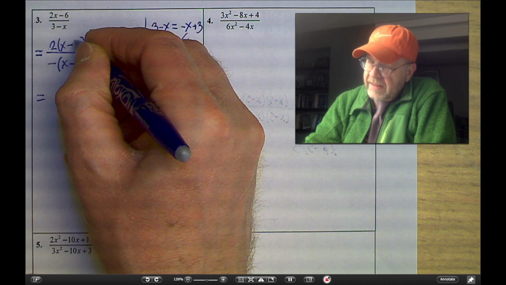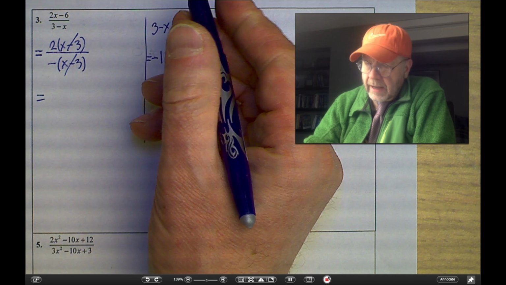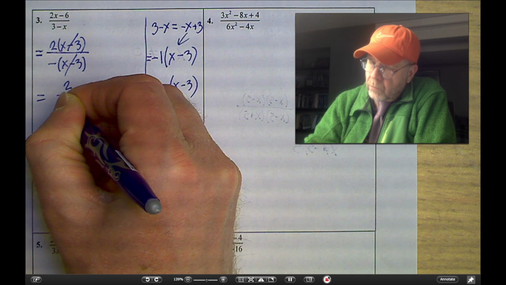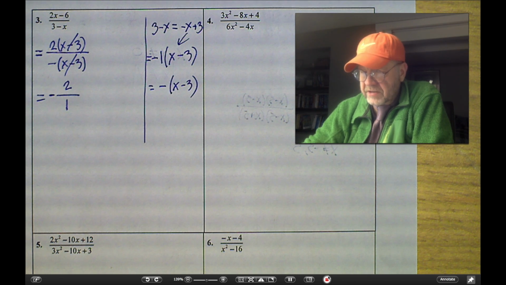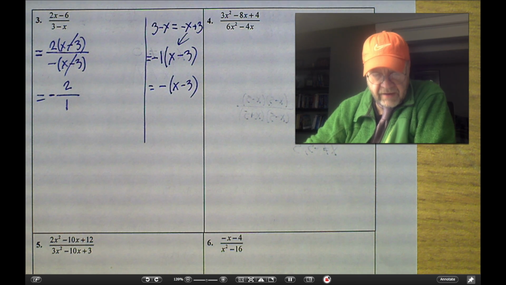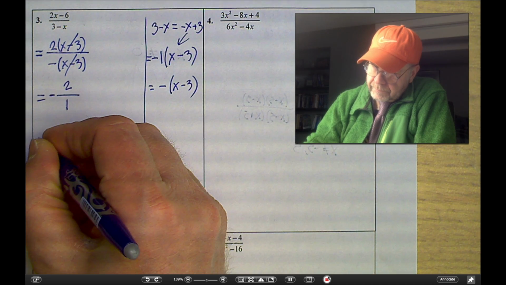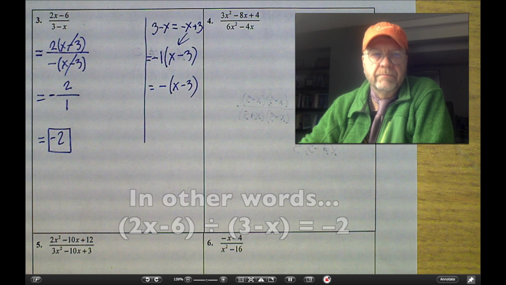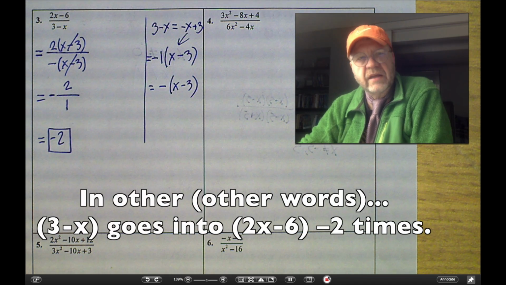All of this to say the x minus 3 terms will divide out, and I will get negative 2 over 1 as a final answer or final expression of this. And wow, does that really work? Well, it does. There is your final simplified expression. It just seems that 2x minus 6 over 3 minus x equals negative 2.